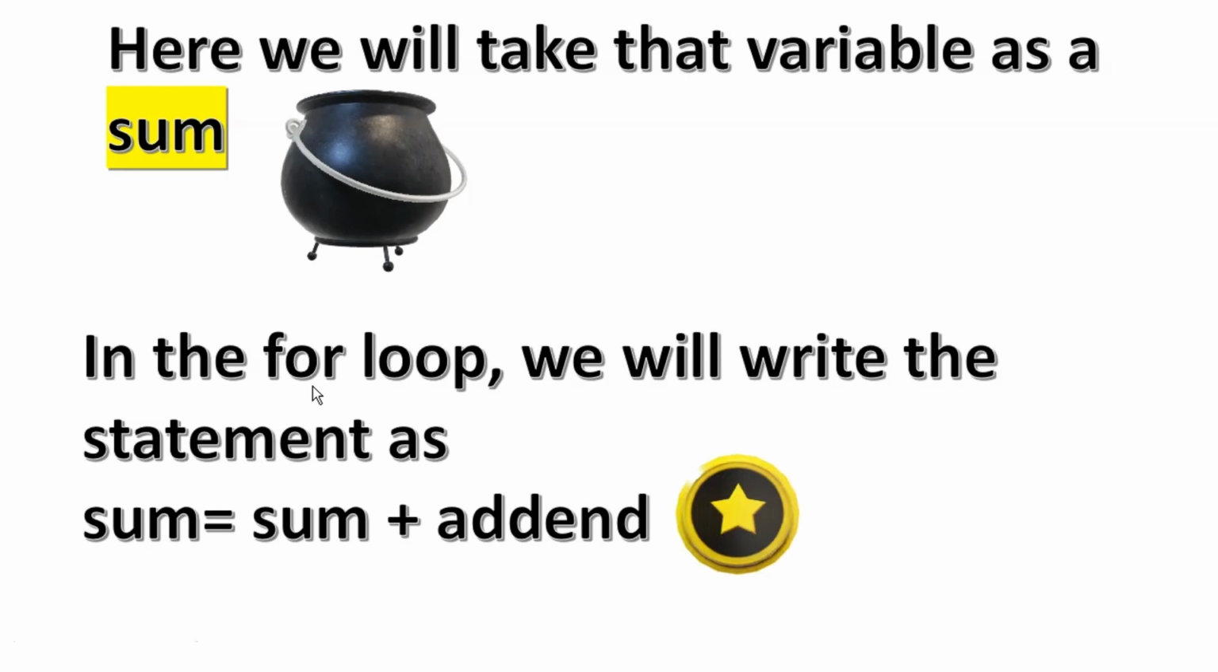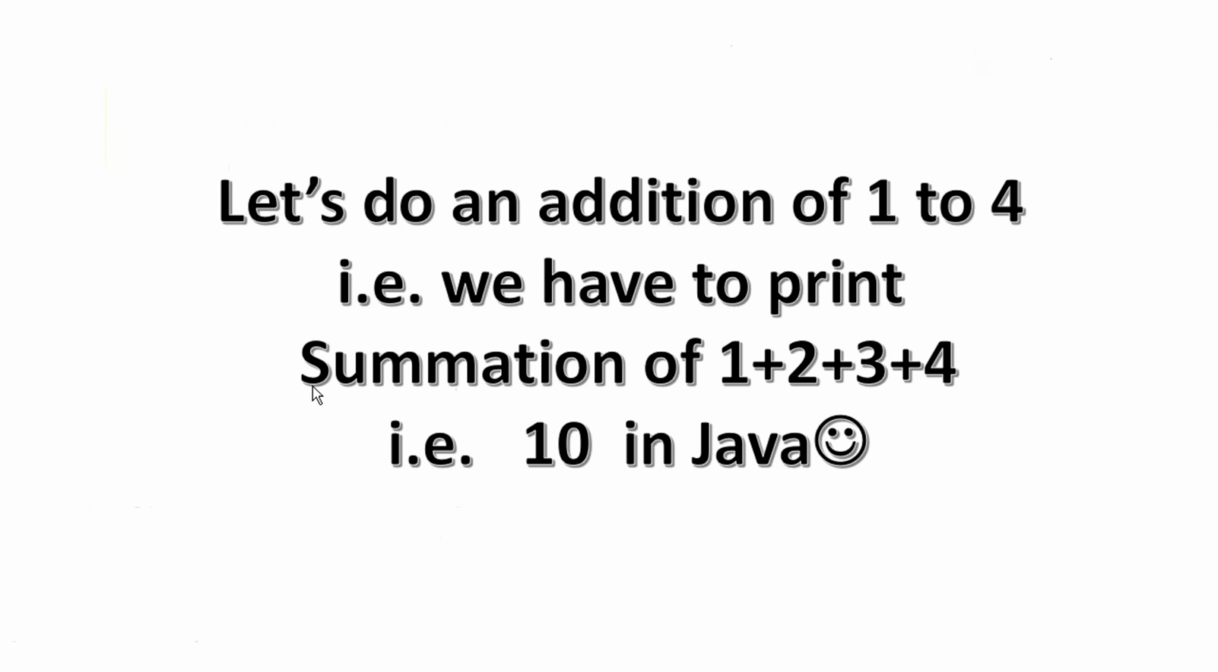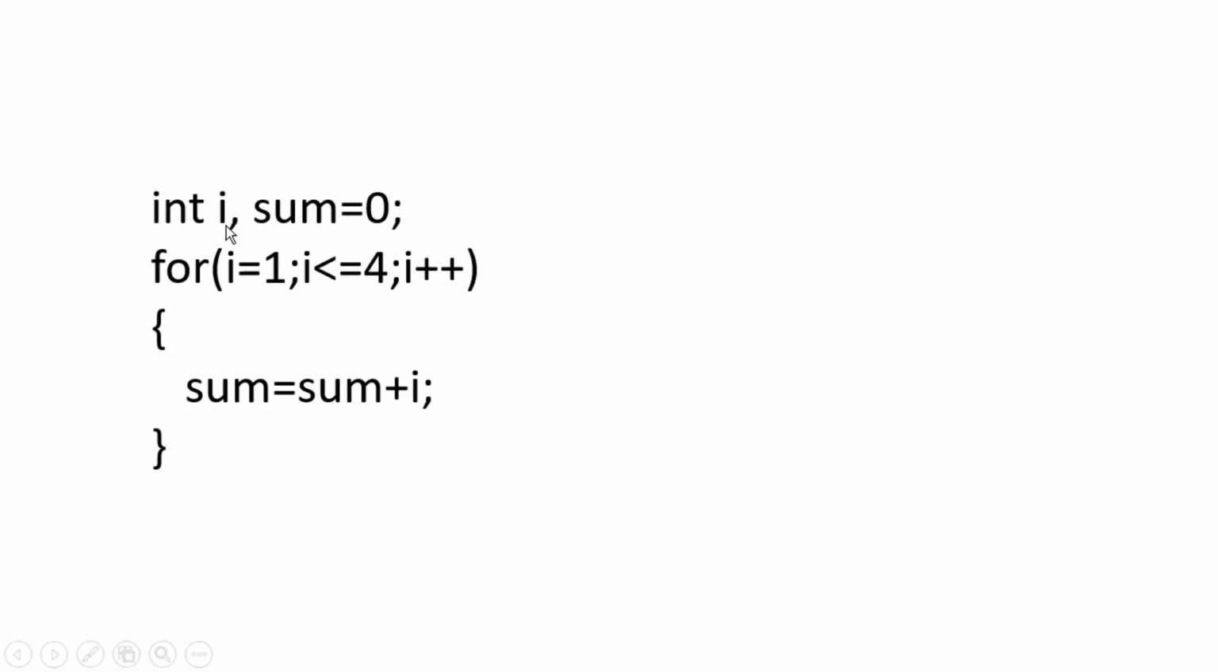Now let us take an example. If we want to do addition of 1 to 4, that is, we want to print 1 + 2 + 3 + 4, the final answer is 10. So how will we proceed? We will write the for loop, with one variable for running the for loop and one container, sum, that is in the beginning 0. How will the for loop look? The value of i will go from 1 till 4. So how will i change in the for loop? 1, 2, 3, 4. And in the for loop, I have written this statement.